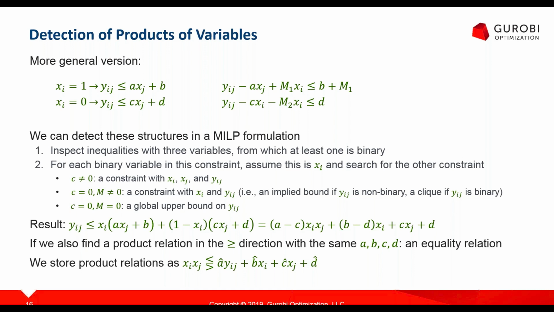This whole thing is only interesting to us if a is not equal to c, so that means there is a non-zero coefficient in front of this product term xi xj. And if this is the case, then we just divide by a minus c, move everything to the left-hand side and keep the xi xj on the right-hand side, or the other way around, and then we have a product relation with the xi xj product on one side and an affine linear term on the other side. And this is what we store in our product relation table.